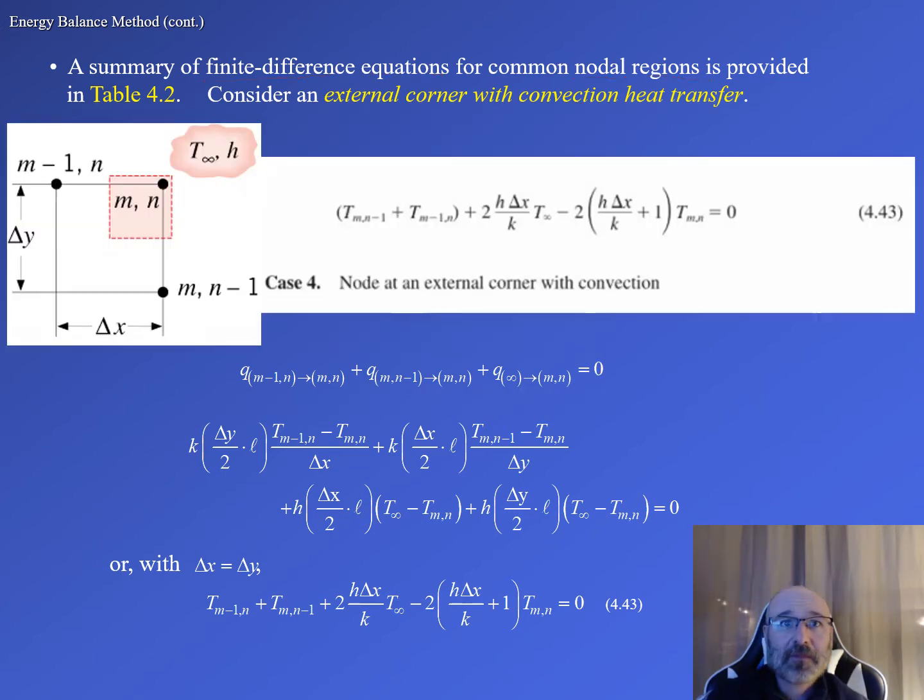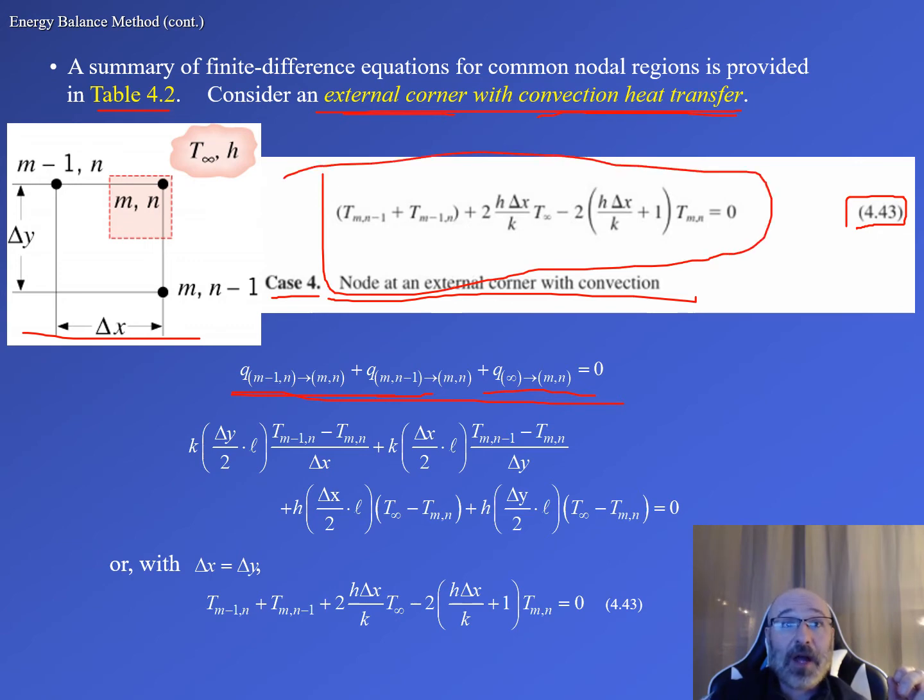So now that we have this energy balance equation, what we want to do is look at each one of these terms and come up with our governing equation. A way that we can do that is we can go back to table 4.2 in our textbook and see which case this is. Well, this is case number 4. It's a node at an external corner with convection. So it's exactly what we said we had, a node at an external corner with convection heat transfer. So this is going to give us our governing equation 4.43, so we have this relationship right here.